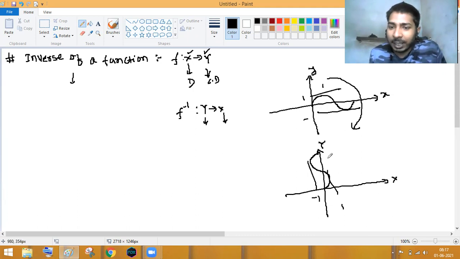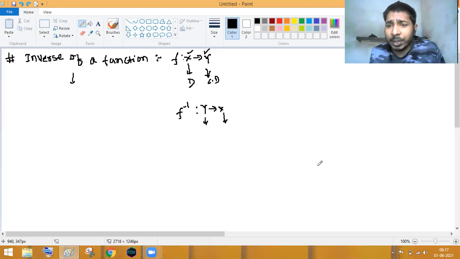Y and x will remain the same here, but the values will get interchanged. What is the basic aim in the inverse? The basic aim is to convert x into y and y into x.